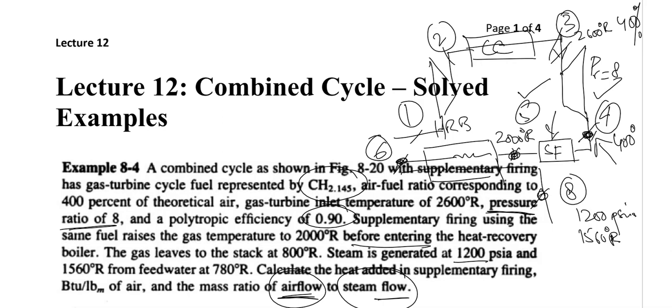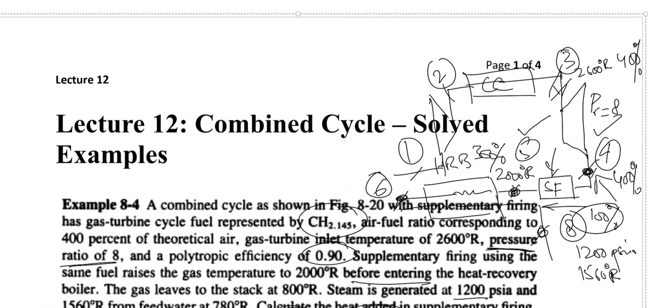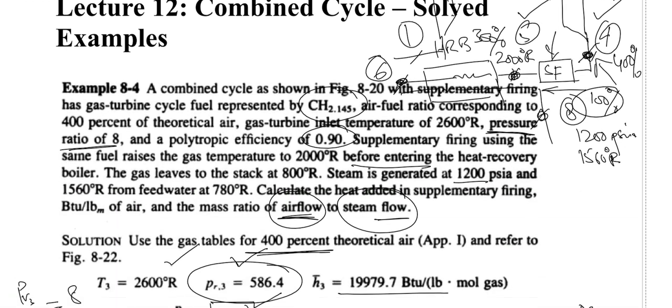The same theoretical air was over here as well. Now if I add fuel in the supplementary firing, there would be combustion, and 100% theoretical air would be utilized in the combustion, looking at the stoichiometric equation. So at state 5 I would be left with 300% theoretical air. So at 2000 degrees Rankine, looking at the enthalpy in the air table, I would be looking for the enthalpy at 300% theoretical air.